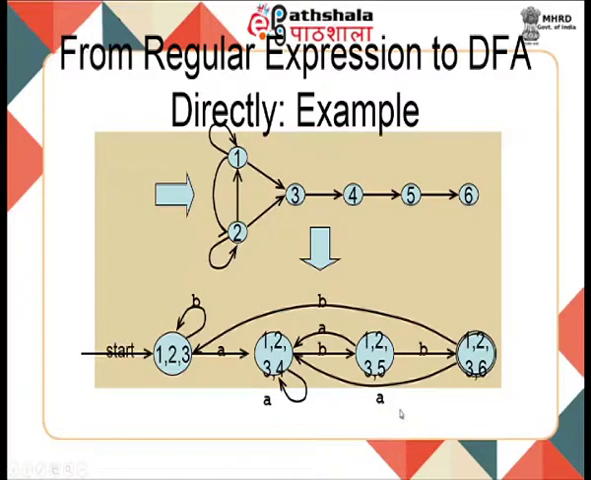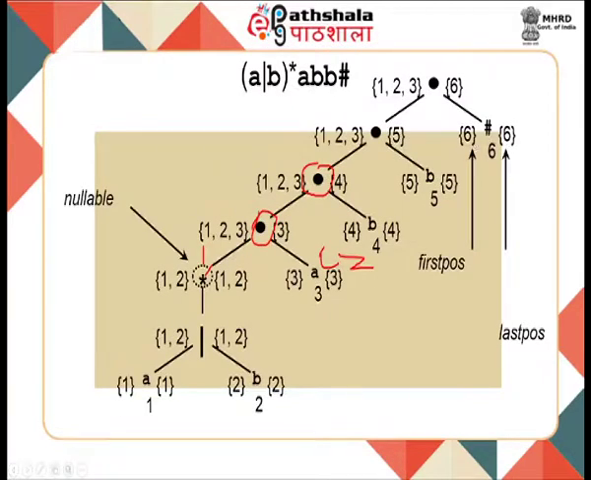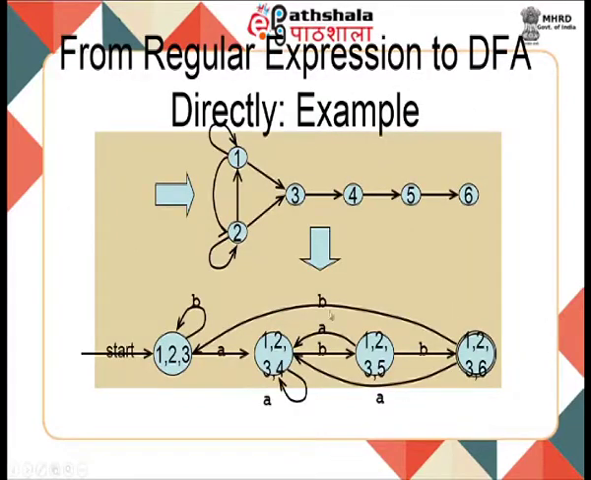Now, how do I mark the final state? The final state is marked such that whichever node has the follow position number corresponding to the hash node. I have a hash node here whose number is 6. So, that is going to be your final state. Now, this is your minimized DFA. If you remember, we had a 5-state DFA as against the 4-state minimized one here, where we converted from regular expression to DFA directly.